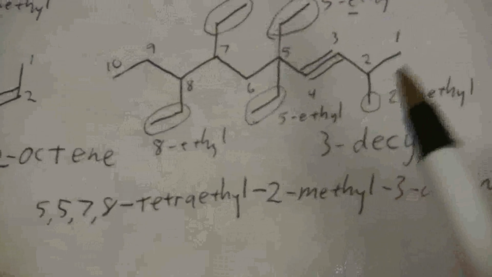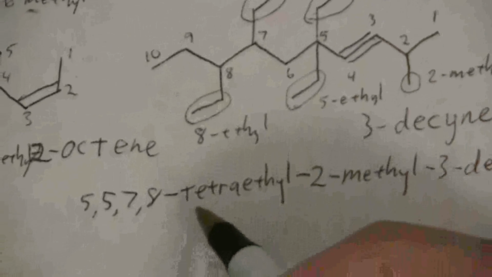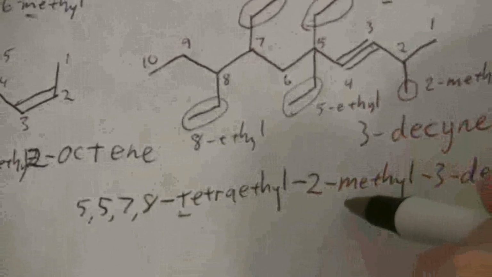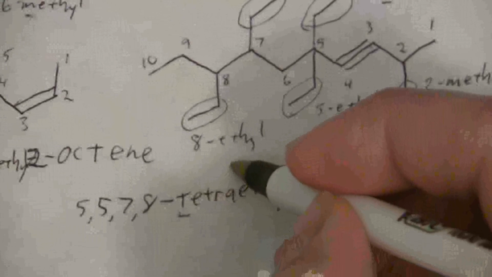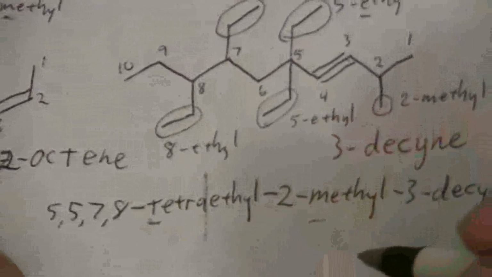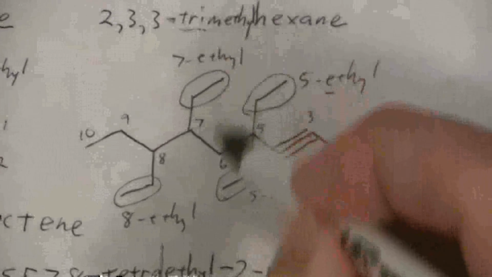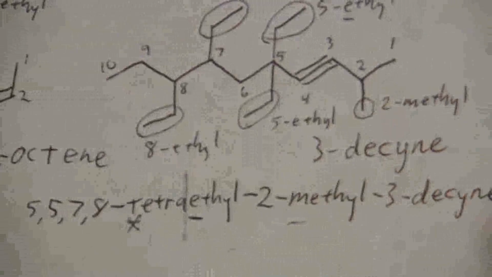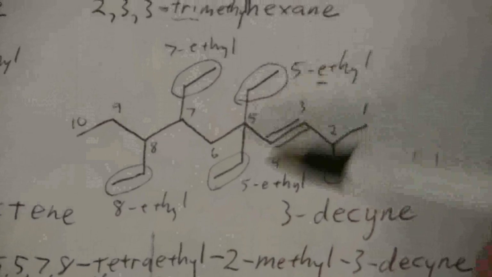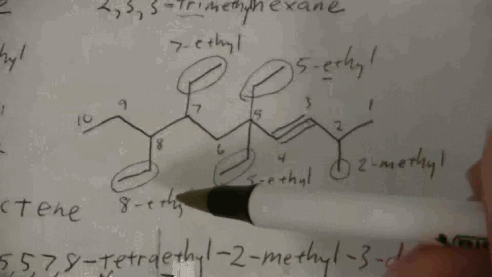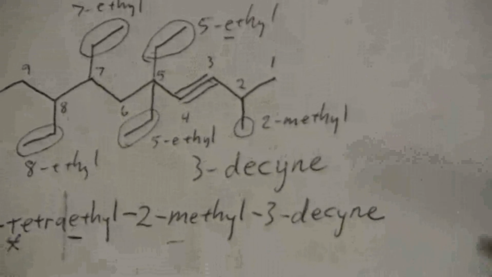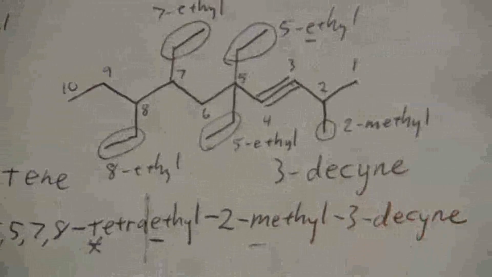What I wanted to point out here is that even though I have 4 of those, which makes it a tetraethyl, and T comes after M, I don't look at the prefix when I'm determining the alphabetical order. I'm just looking at the name itself. So it's still the E that comes before M, not the T. So this is 5, 5, 7, 8 tetraethyl, 2-methyl, 3-decyne. So you can see even more complicated molecules, we just follow the same rules.